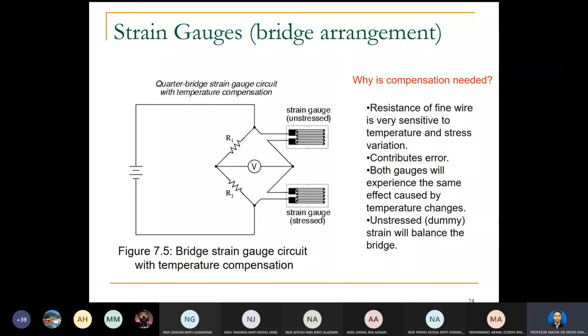Some example where the strain gauge is used: they have the stressed one, and this is the unstressed one. Normally the unstressed one is a dummy strain gauge, to balance the bridge. Because we want to balance this bridge, we have another strain gauge: one for the stress, another for unstressed. So the unstressed is the dummy strain gauge to balance the bridge.